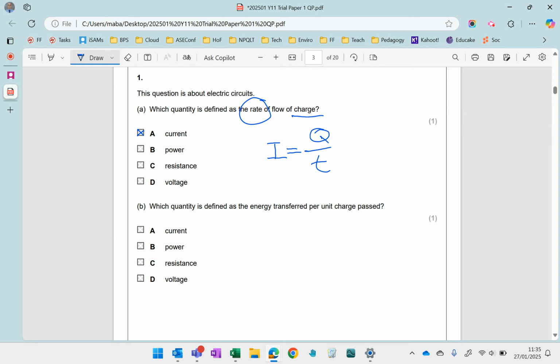For part B, which quantity is defined as the energy transferred per unit charge passed? Okay, so this is the energy transferred, so the symbol for that is E, and then it's per, so the word per means divide, and then unit charge, again charge is Q. So again look in the formula sheet and you'll see that the relationship is V equals E over Q, which might be expressed like this in the formula sheet: E equals V times Q. So that one is going to be voltage.